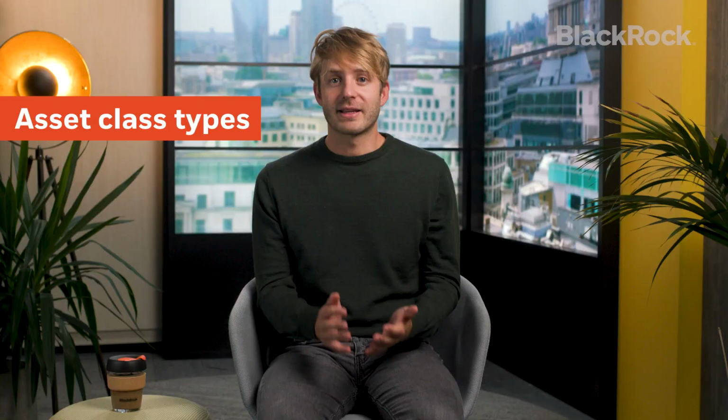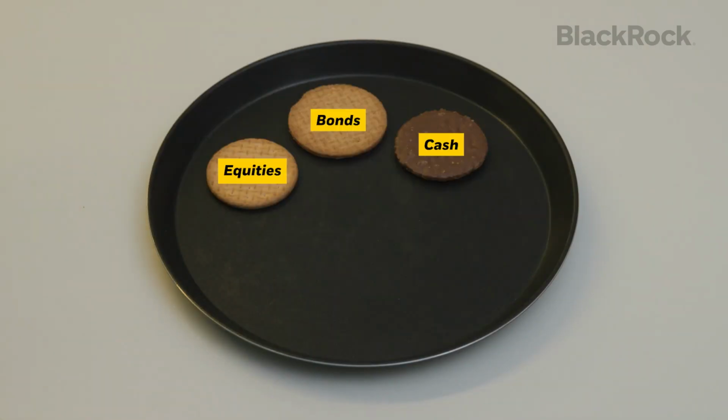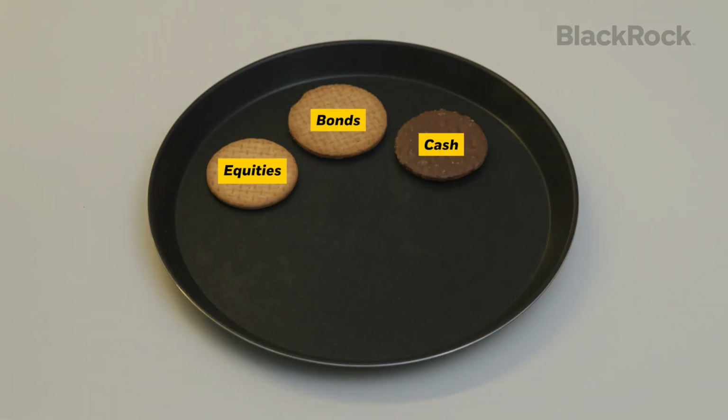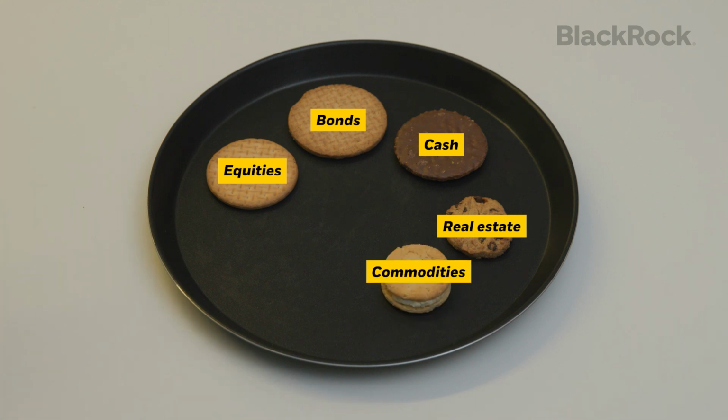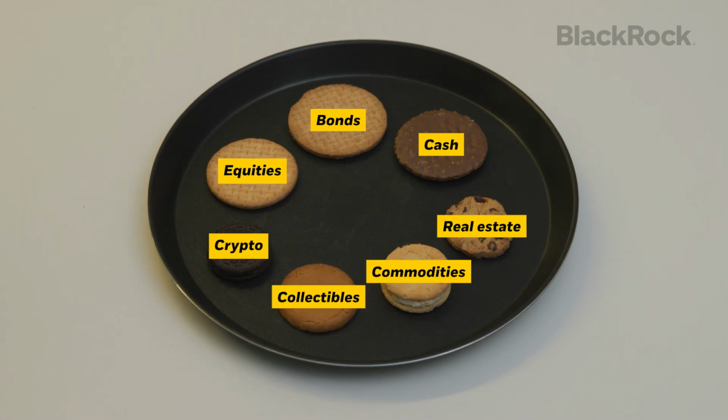Historically, the three main asset classes have been equities, bonds, cash. Today, the asset class mix also includes alternatives. Examples of these are real estate, commodities, collectibles, think of fine art, and crypto. You've definitely heard of Bitcoin, right? So in this episode, we will only cover equities, bonds, and cash.